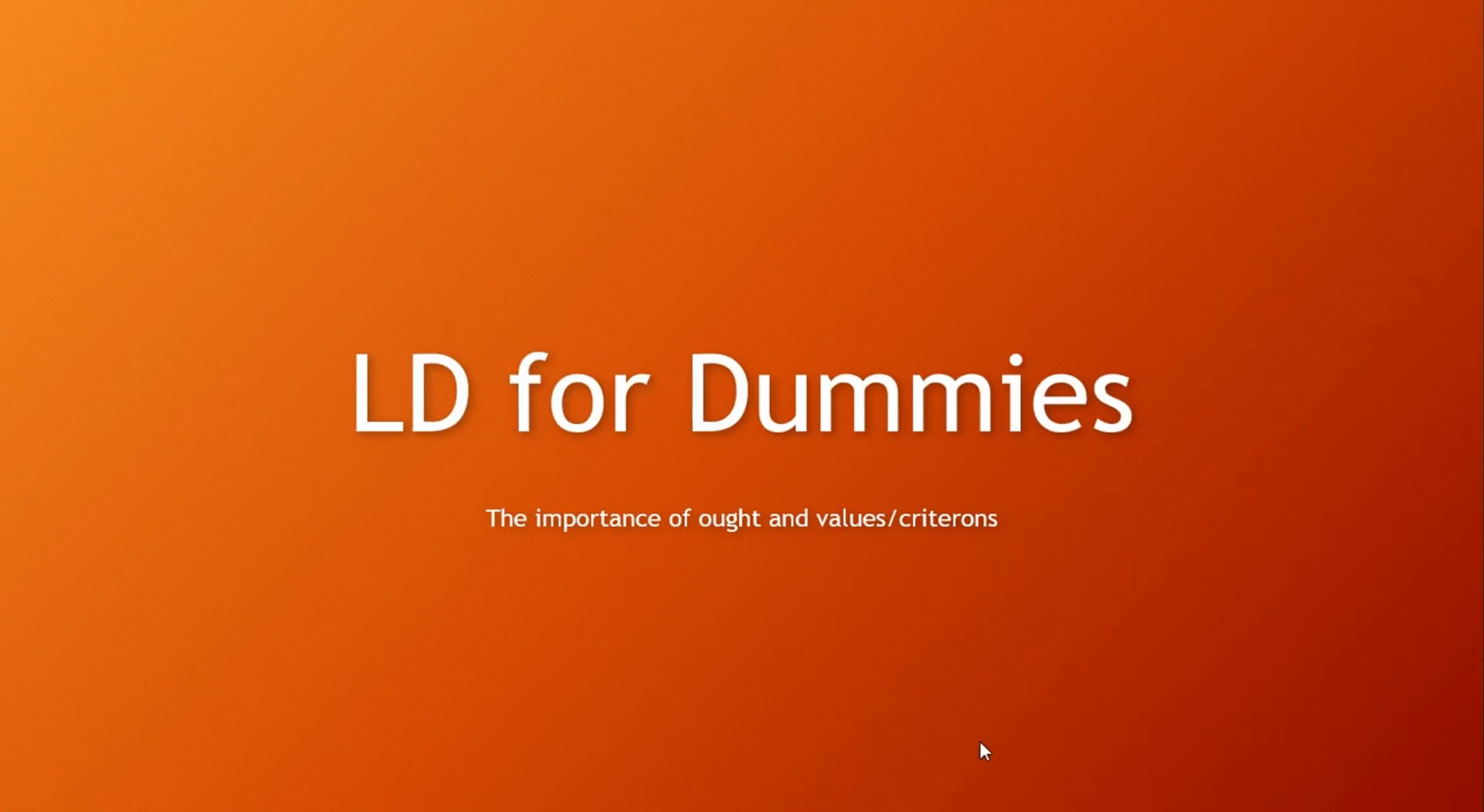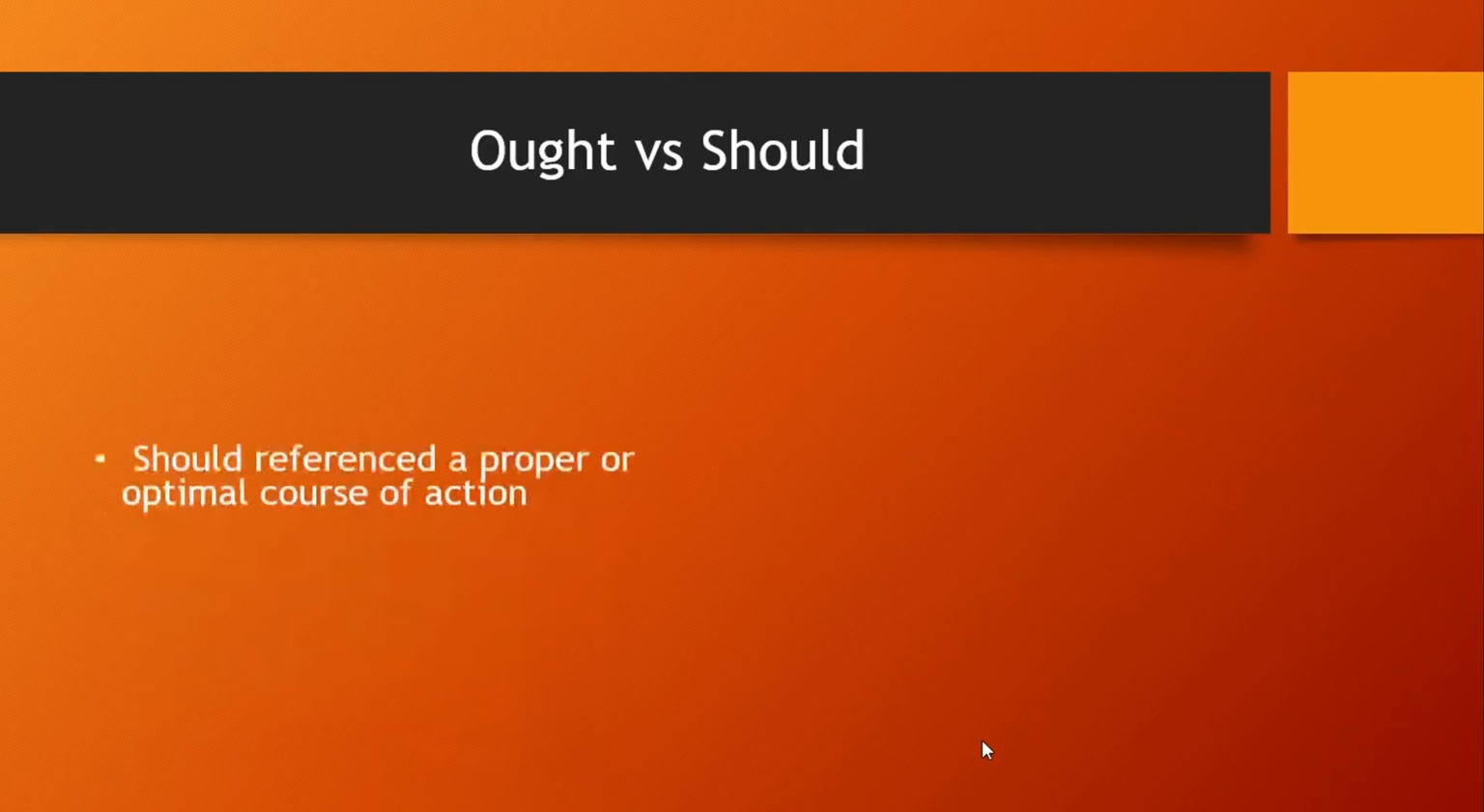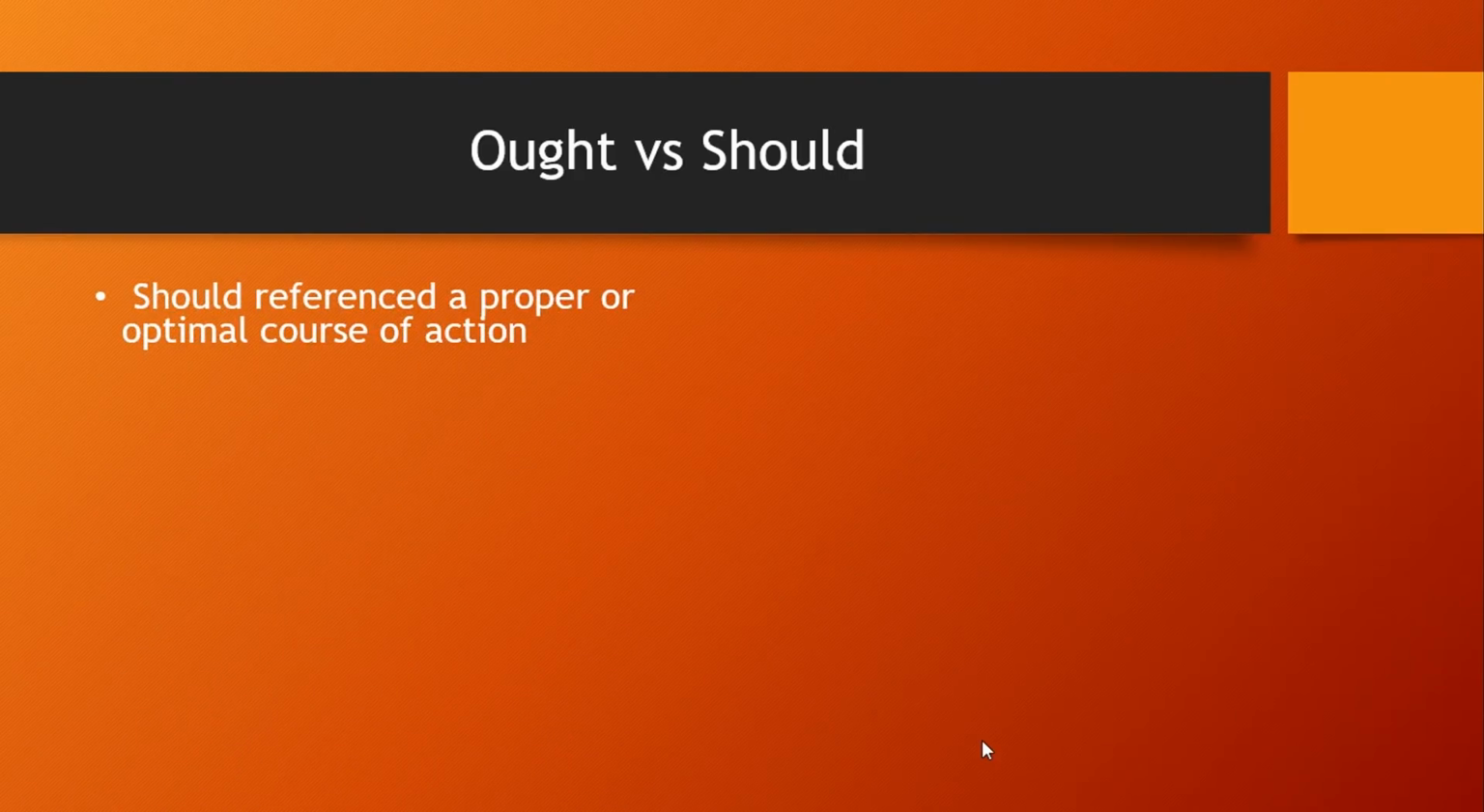All right, so the first thing we need to talk about before we get into value criterions is the importance of the word ought. So let's get into that right now. First thing you have to differentiate is ought versus should. Should means a proper or optimal course of action. That's what it's referencing, what the proper or most optimal course of action is to take.